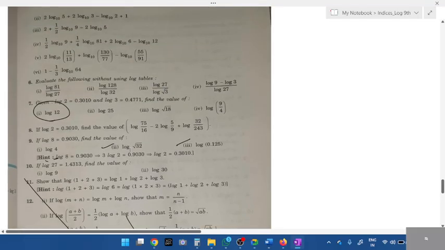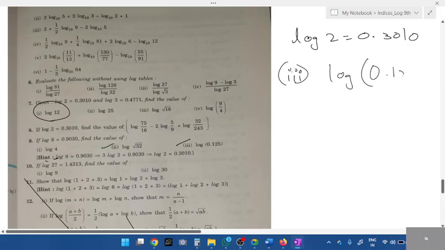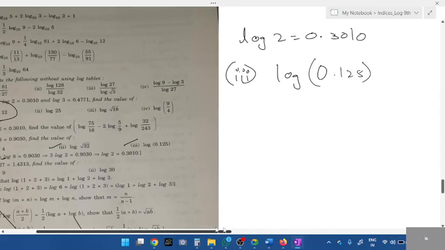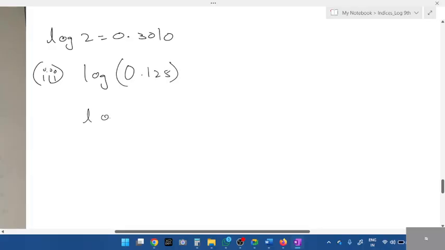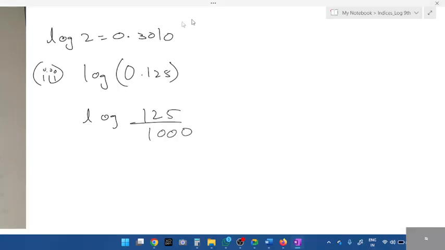How many questions are left? After ninth, we have the last main, right? Okay, last question. Log 2 was 0.3010. Log 0.125 is given. How do you remove the decimal, students? When you remove the decimal, what do you get? 1000. Don't reduce this to the power of 5 and all those. If you want, you can reduce. What do you get?